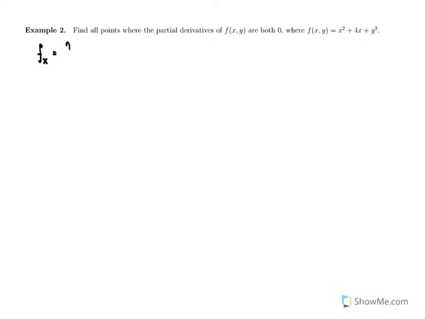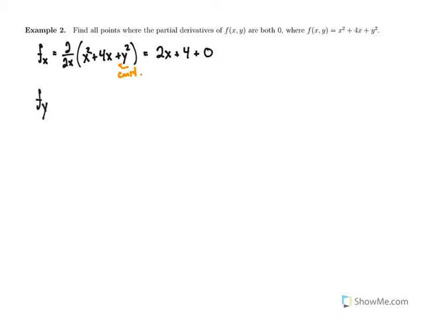F sub x is the partial with respect to x of x squared plus 4x plus y squared. This y squared is a constant with respect to x. So this derivative is going to be 2x, the derivative of x squared, plus 4, the derivative of 4x, plus 0, the derivative of y squared, which is a constant with respect to x.